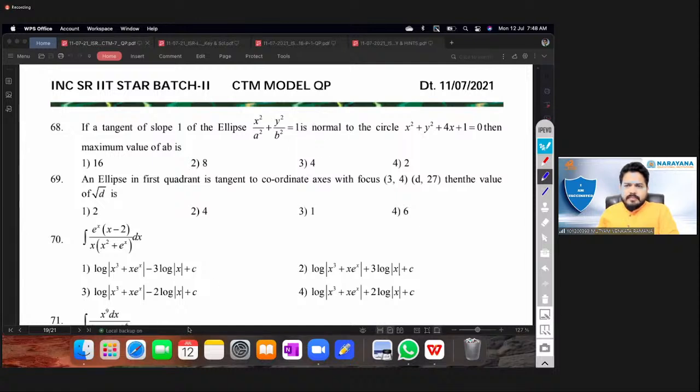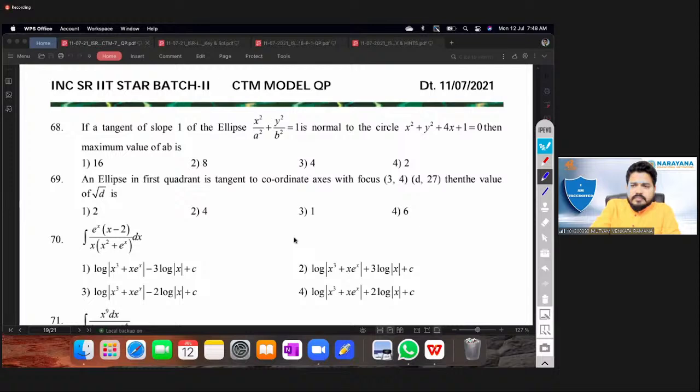Yes, Sunat? You will get option 1 only, sir. 1 only. So you got the wrong number. Okay. Yes, Siddharth. Sir, 1 only, sir, the answer. Okay. Next question. Yeah, next one.